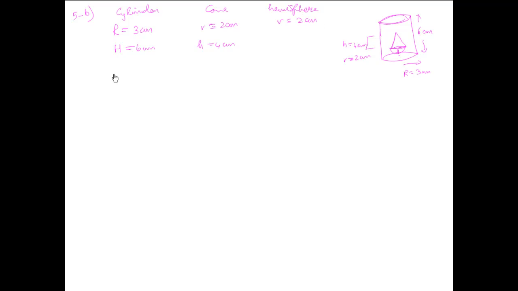Now children, volume of water left is equal to volume of cylinder minus volume of hemisphere plus volume of cone, because the remaining amount of water over here is the difference between the volume of the cylinder minus the volume of these two figures combined.